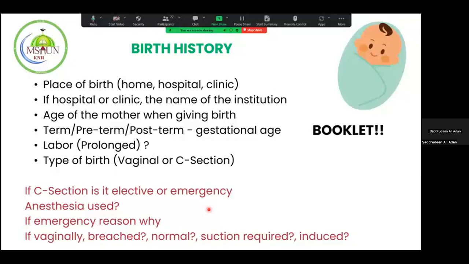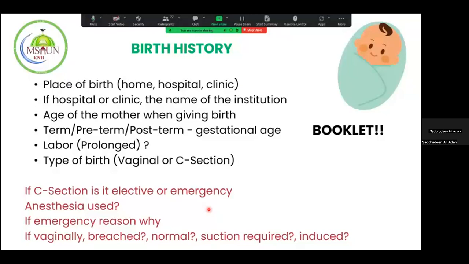It's very risky for the baby. Remember, if you're not coming out of the mother's womb quickly, you're at risk of hypoxia, etc. That can lead to complications such as cerebral palsy in the future. So you also ask about the type of birth. Was it a vaginal or a C-section?